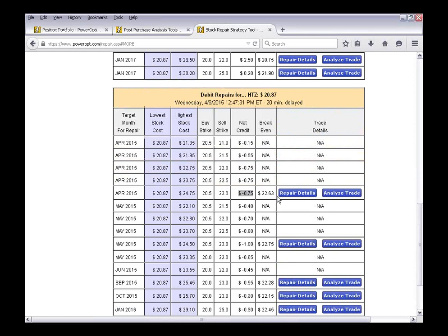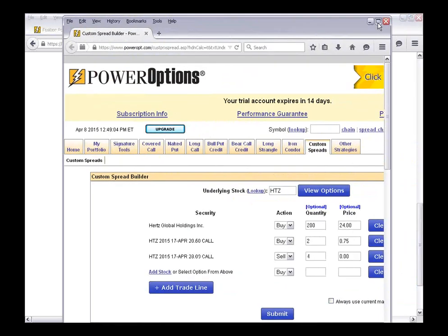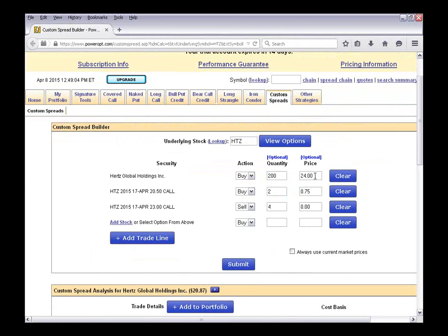Let's just look at the debit repair. It's a debit of 75 cents. Let's just look at the graph real quick. So you average down 200 shares at 24. The April 2050 call, 75 cents. And again, the 23 call is listed with a natural bid of 0. You could probably get maybe 3 to 5 cents for it, somewhere along those lines.